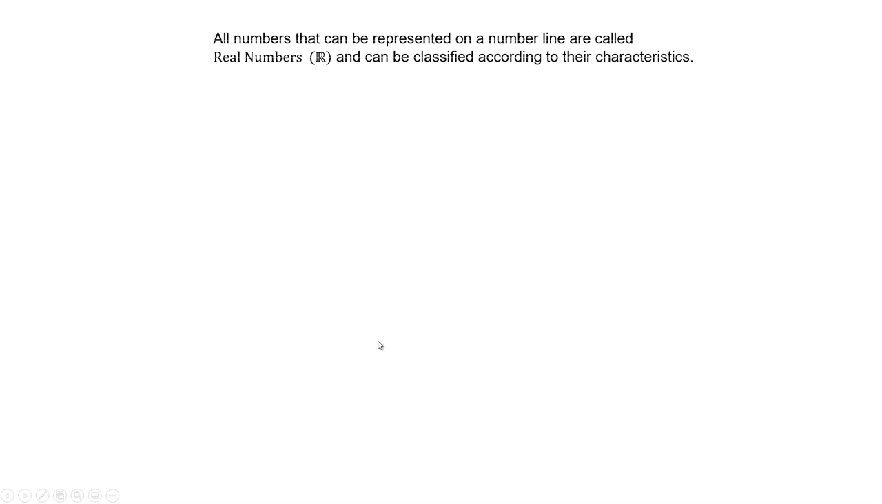Okay, so we're looking at rational numbers today. What are rational numbers? They are numbers that can be expressed as a fraction. Any number that you can express as a fraction is a rational number. Now, where does that fit in with all our numbers on the number line? Well, all numbers can be represented on the number line, and we call them real numbers.